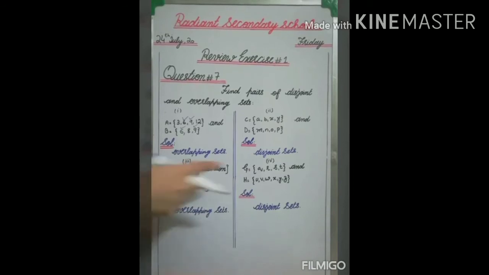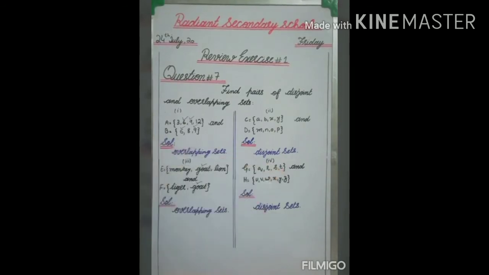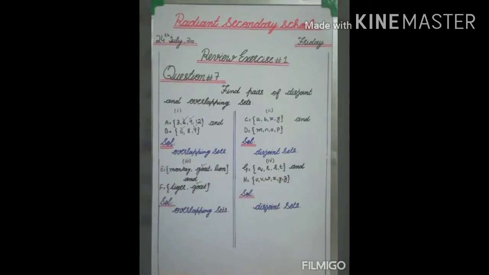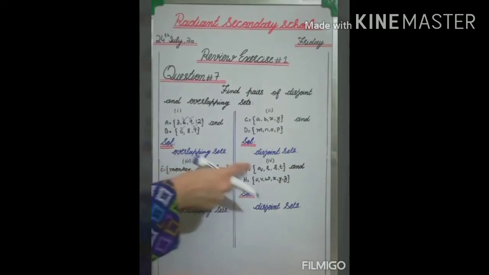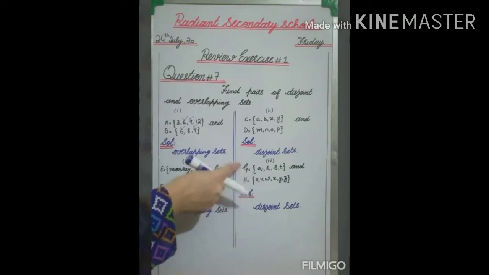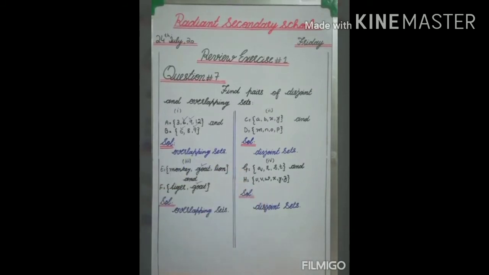Now come on part number 4. The elements of set G are Q, R, S, T and the elements of set H are U, V, W, X, Y, Z. So you can see that no element is common in both the sets. So that's why these sets H and G are disjoint sets.